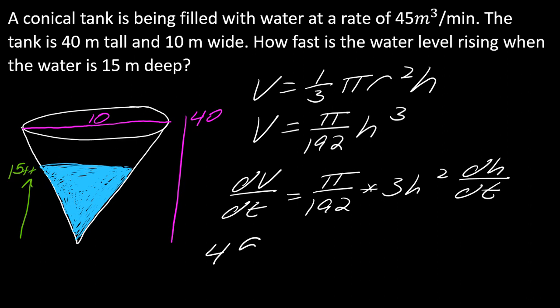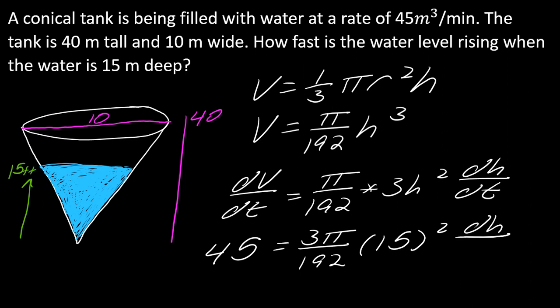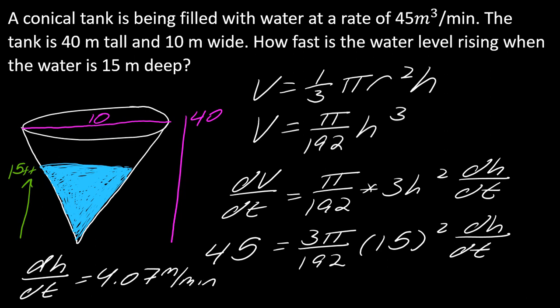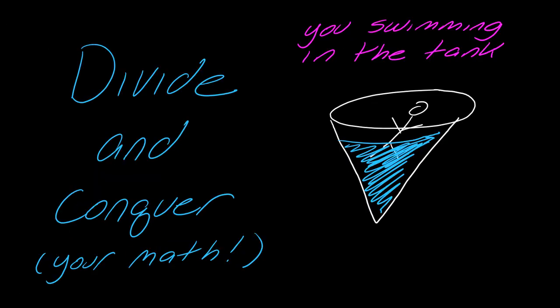So this becomes 45 equals 3 pi over 192 times 15 squared dh/dt, and I'm running out of space, but if I sort all of this out and solve for dh/dt, I get 4.07 meters a minute is what that will come out to. And so now we've got our rate. So that's how you would troubleshoot that. So that wraps up this example.